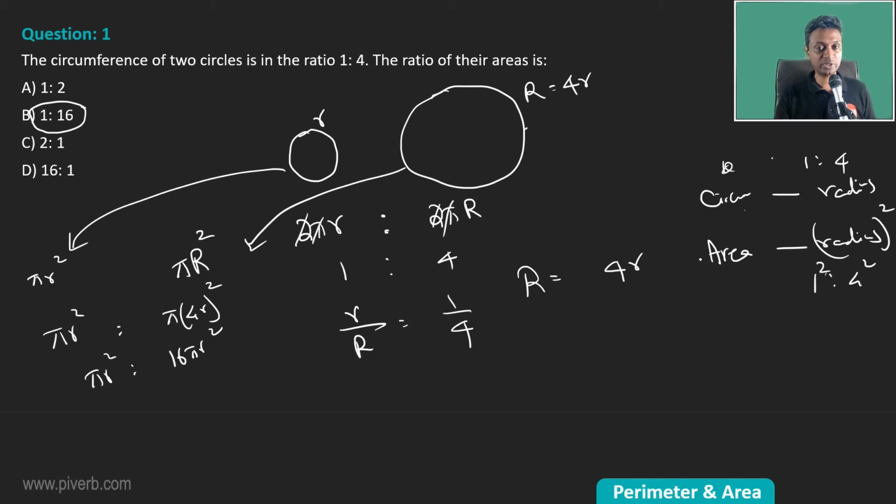So circumference is linked to radius, and area is linked to radius square. When I say radius, I mean it is linked. It is 2 pi times radius. Area is pi times radius square. The square makes the difference, not the pi or the 2 pi. So keep that in mind.